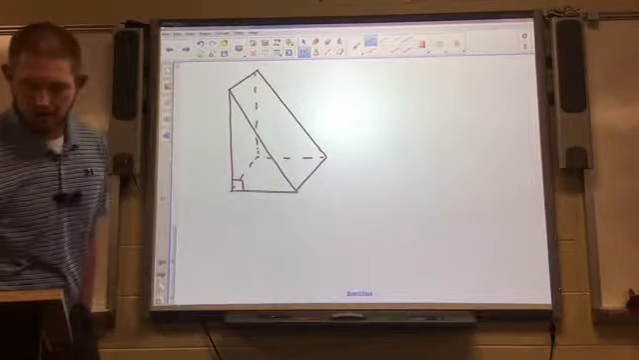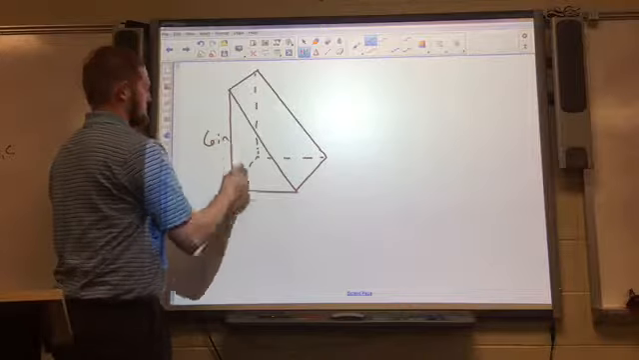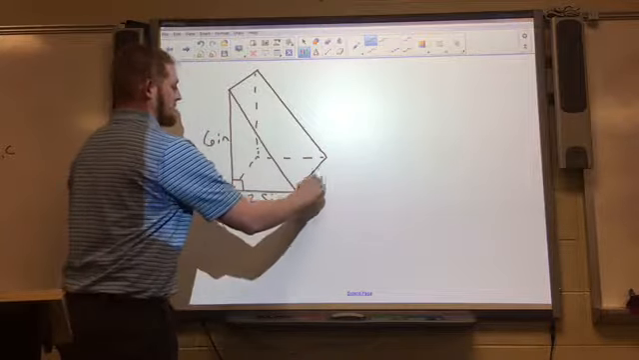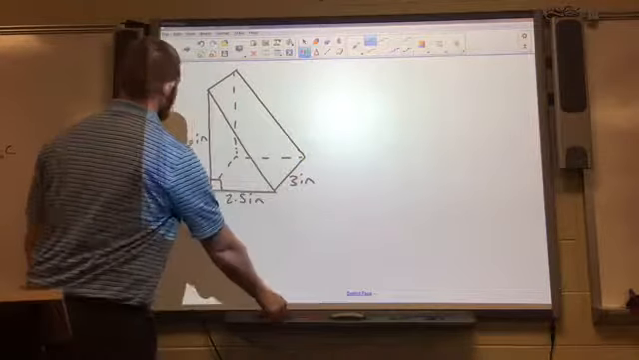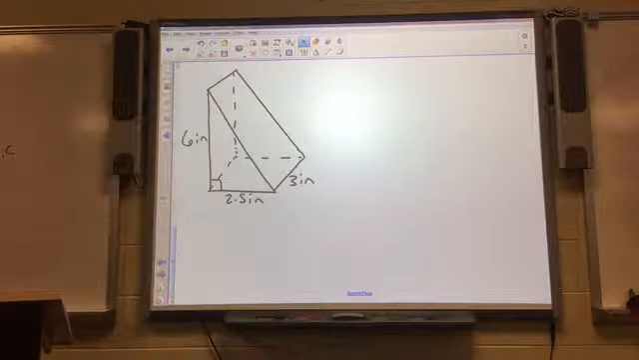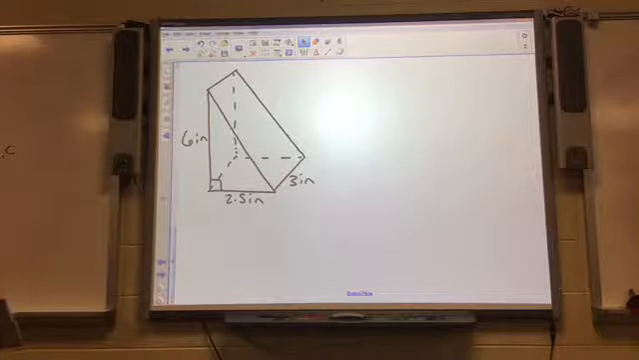They give us this, and then they tell us this is 6 inches, 2.5 inches, and 3 inches. We have to find the volume. So we know volume's the area of the base times the height, right? You guys see why length and width wouldn't necessarily work here? Actually, here it seems that it would.